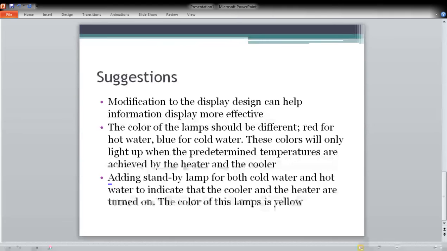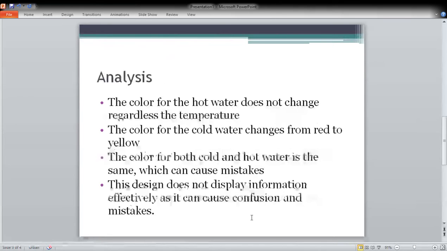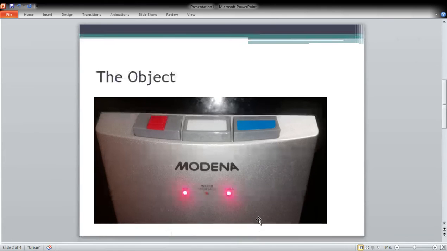My next suggestion is adding a standby lamp for both cold water and hot water to indicate that the cooler and the heater are turned on. The color of these lamps should be yellow. As we can see, this dispenser only has one lamp for each. So my suggestion is adding one more lamp for hot water and one more lamp for cold water.